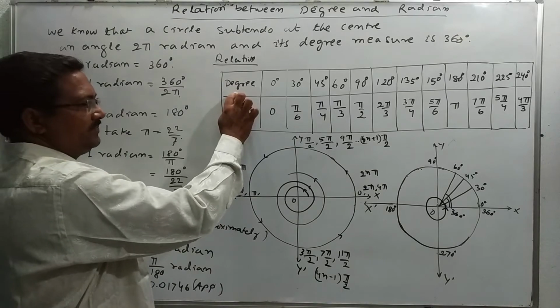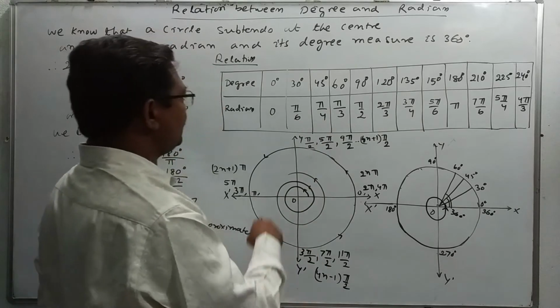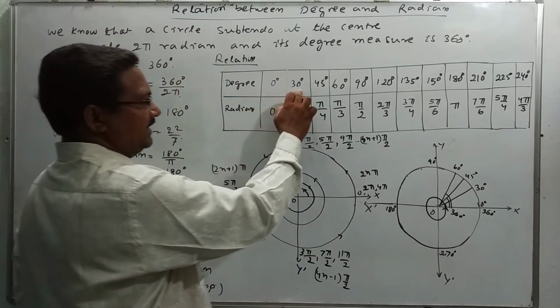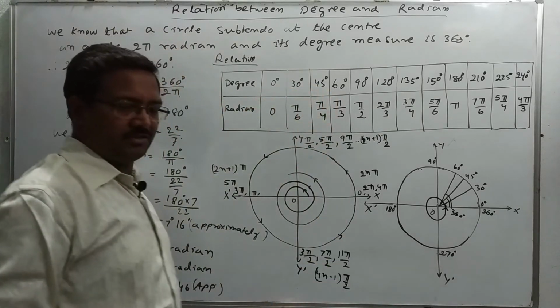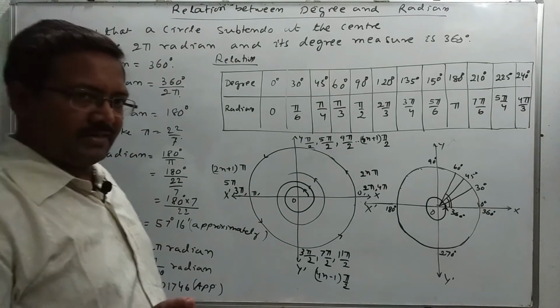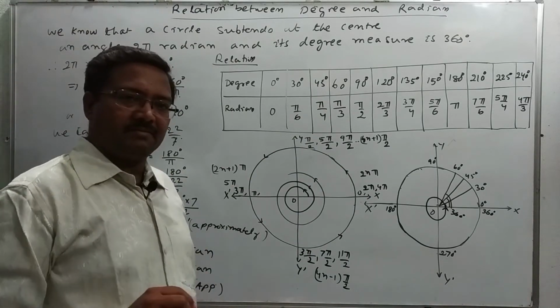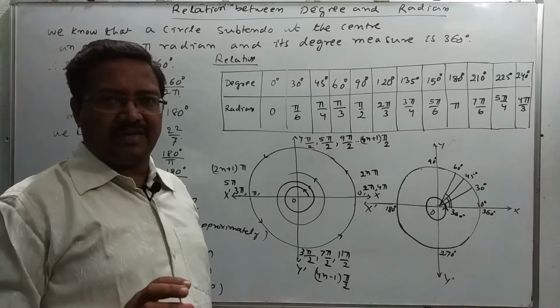Come to the relation. We have a table, a degree table and a radian table. I have taken up to 240 degrees: 0 degree, 30 degree, 45 degree. In your set square, in your compass box, a set square is there. The set square contains different degrees of angles.